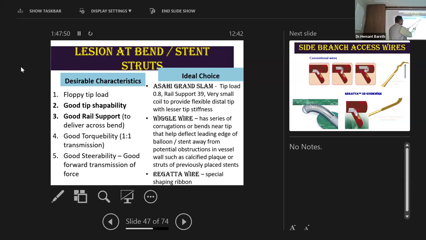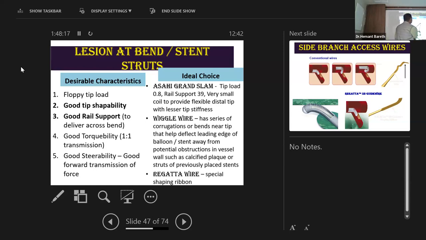One good wire is the Asahi Grand Slam wire. You can see tip load is in the floppy range, between 0.7 and 1.8, and range support is very high, 39. BMW range support is only 8. BH2 range support is 15. All-Star range support is 20. But this one has a high range support, 39.